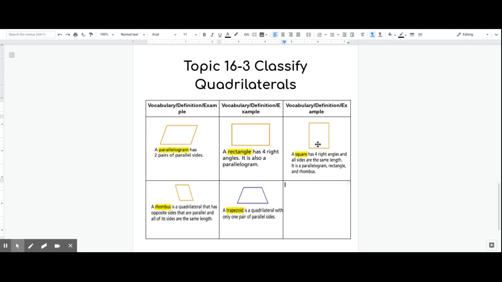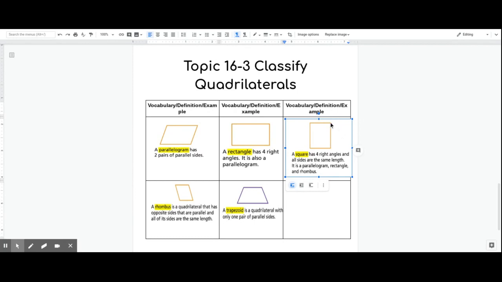A square is a very interesting, unique shape in the fact that it has four right angles and all sides are the same length. So square means that this side is the same as this side, is the same as this side, is the same as that side. They are also parallelogram because the top line and the bottom line are parallel to each other, and the left line and the right line are parallel to each other. Now, they also have the right angles inside because these are perpendicular lines, right angles, right angles. It's a parallelogram, a rectangle, and a rhombus.